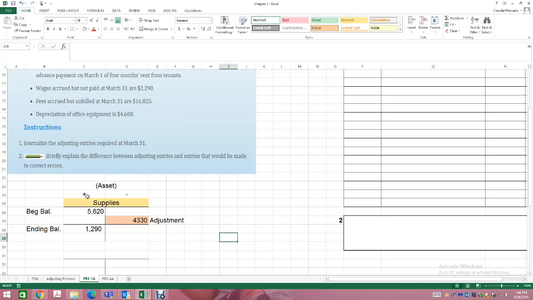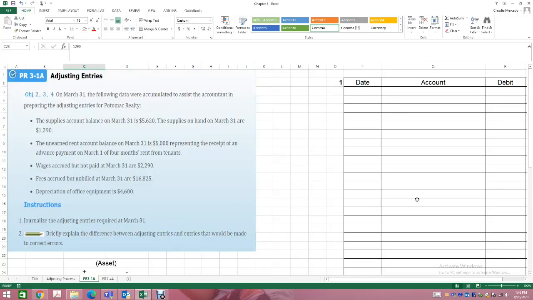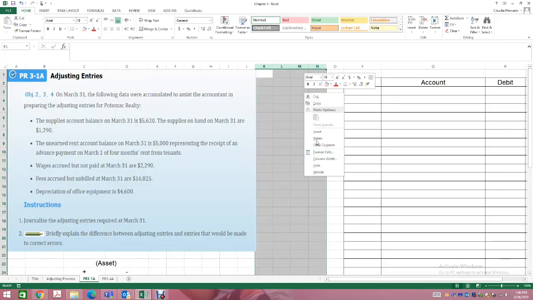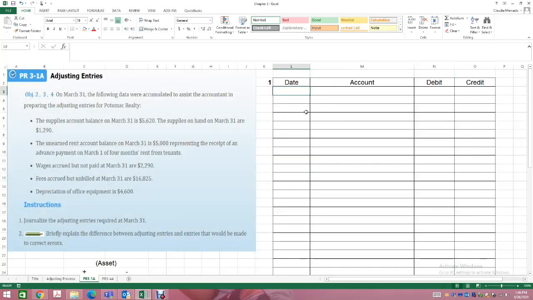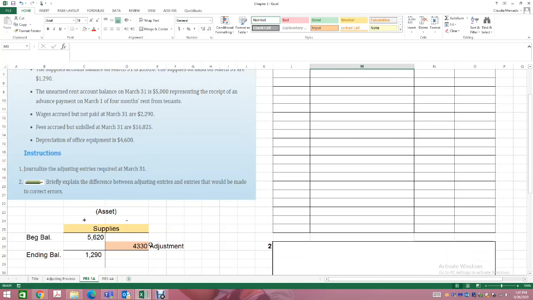Okay, so now that you see how we started off with 5620, we ended up with 1290, this is the adjustment. We're going to go and record the adjustment. These are dated March the 31st. Now, what are we going to debit? There are two accounts that are affected. The first one is your asset account. What is happening to your asset account here? Well, your asset account is decreasing.